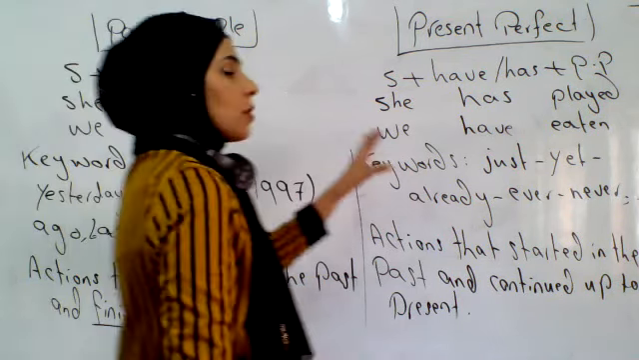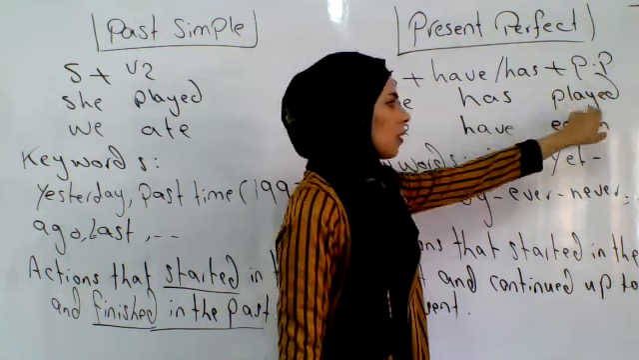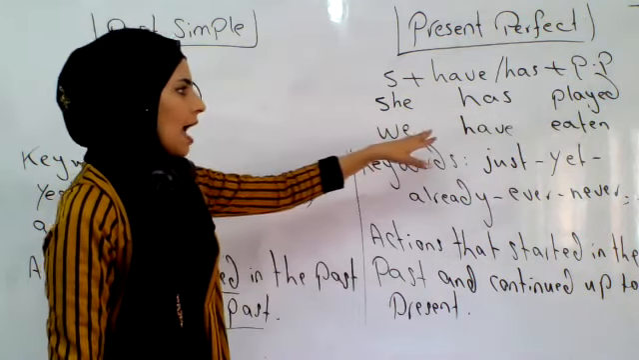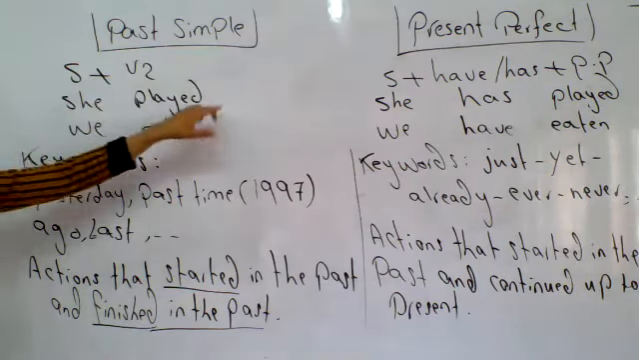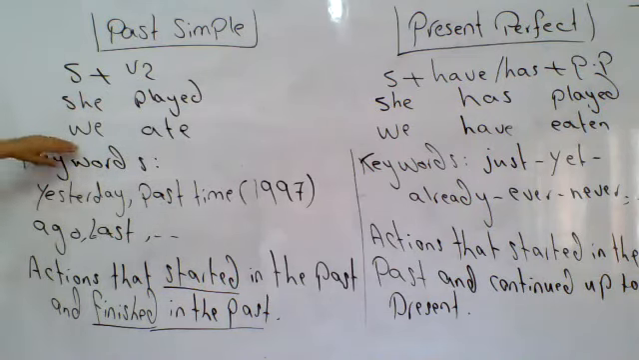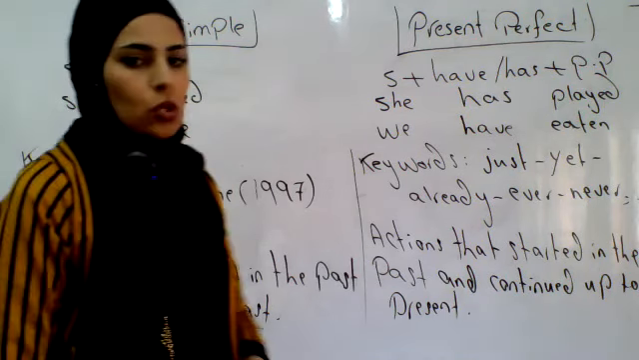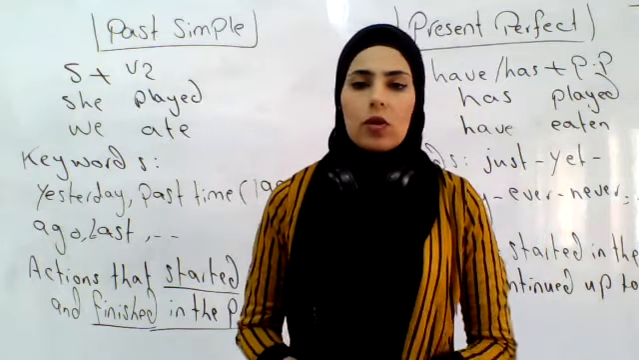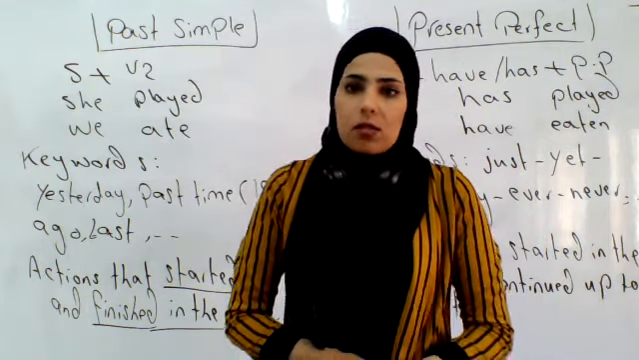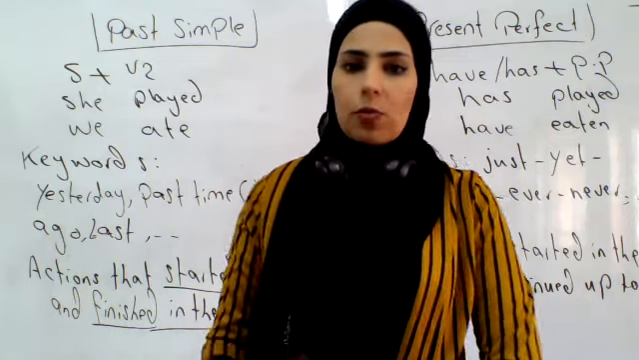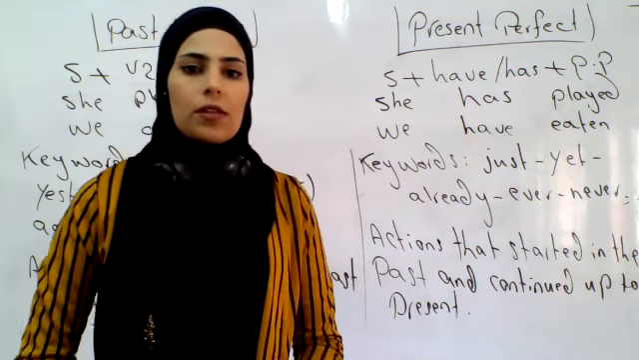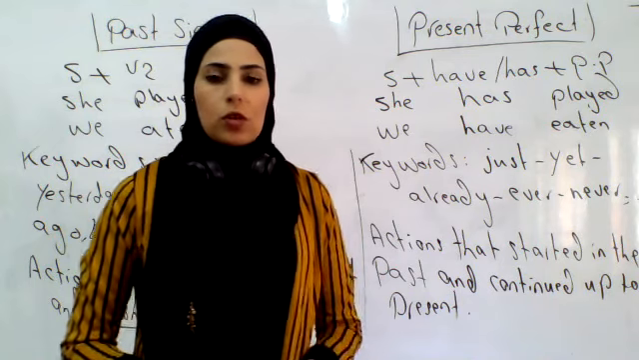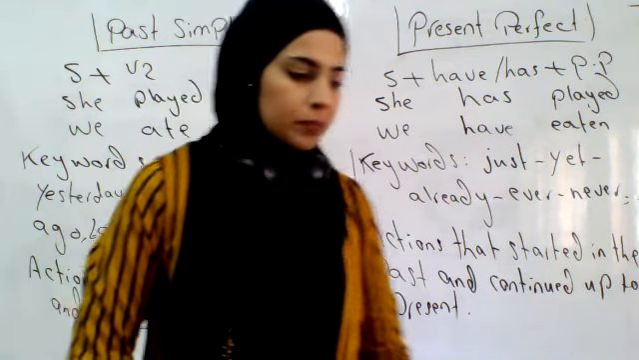You can say, she has just played football. We have already eaten our lunch. You can say, she played basketball yesterday. You can say, we ate last night. We ate together last night. So that depends on the action itself which you are talking about. If the action started and finished in the past, then of course you need to use past simple to express that sentence. But when you are talking about actions that started in the past but continued up to the present, that means you need to use present perfect to express your sentence.